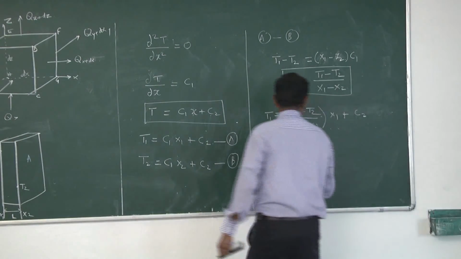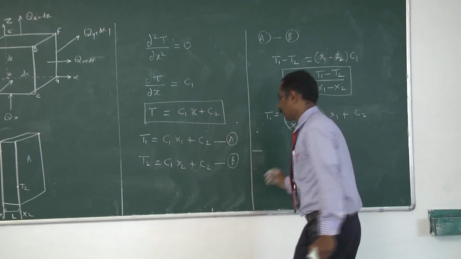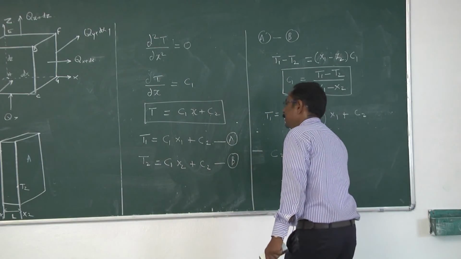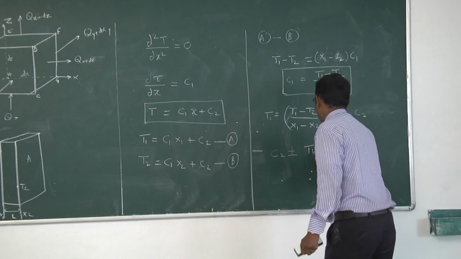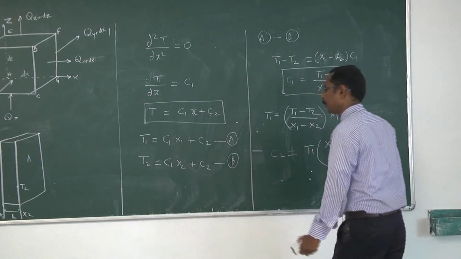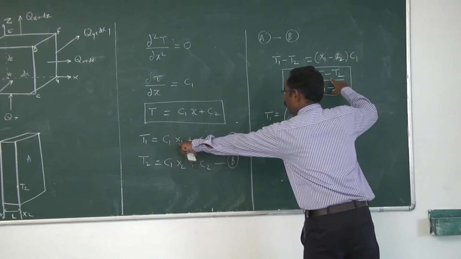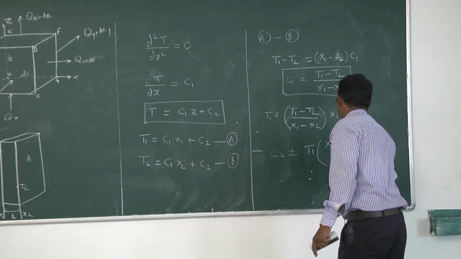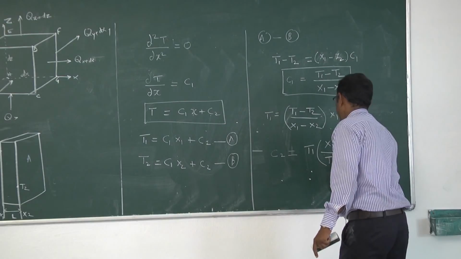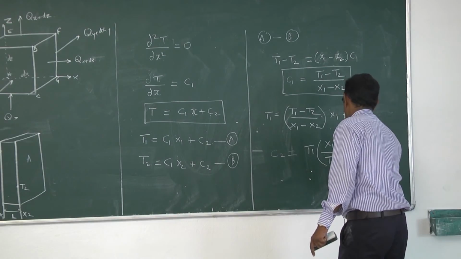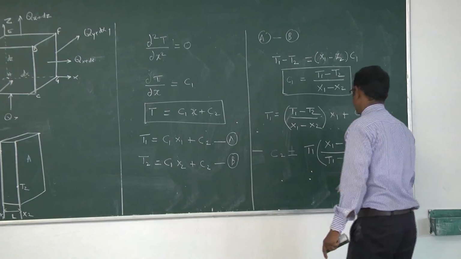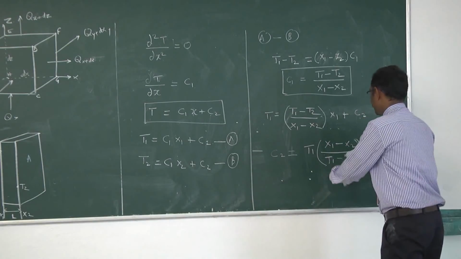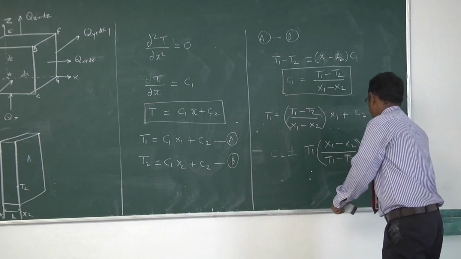So, from this equation I can say C2 will be equal to T1 minus C1 into x1. Substituting the C1 value, x1 minus x2 divided by T1 minus T2, so C2 will be equal to T1 minus (T1 minus T2) into x1 divided by (x1 minus x2).